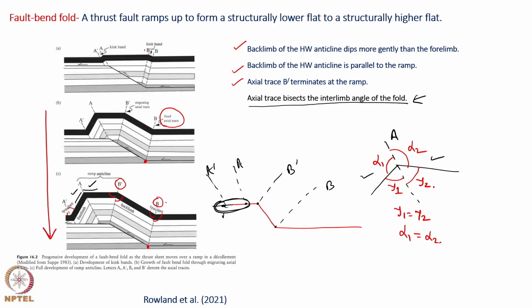Whereas B dash, the axial trace climbed up and has come over here, and with advancing time has come over there. That is why it is written as a migrating axial trace. What about A and A dash? Now, you can compare with figure B and figure C and decide.